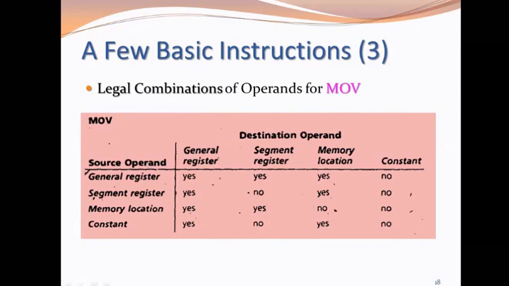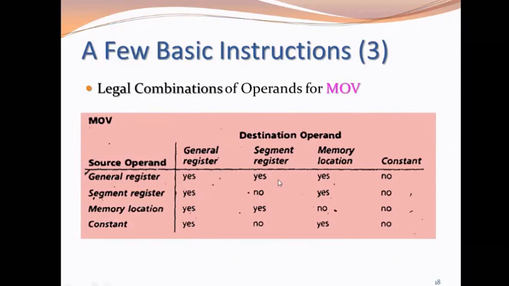So we know which one is the destination, which one is the source, right? Destination is the first one and the source is the second one, right? And before source and destination, we can see the operation like move, right? Now let's see what the legal combinations are. If I consider source general registers and for the destination also general registers, that means we can apply the move. That's why it is yes.